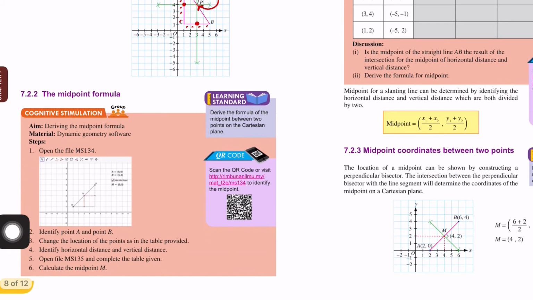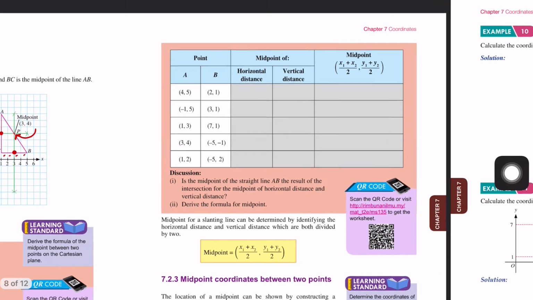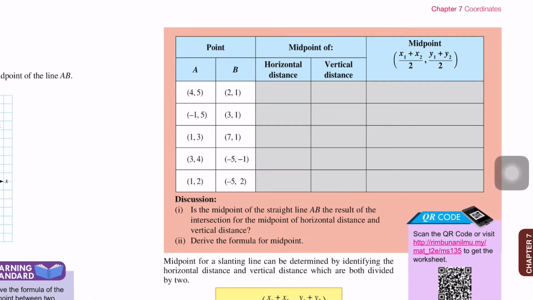Now kita tengok next learning standard. Derive the formula of midpoint between 2 points on the Cartesian plane. Sini baru kita nak belajar macam mana kita nak derive formula. So now kita cuba buat sama-sama this one. We have point A and point B, and then we have midpoint.